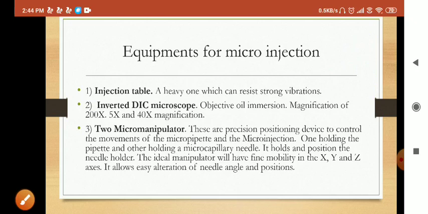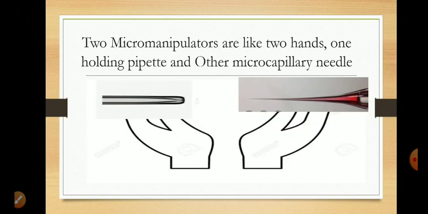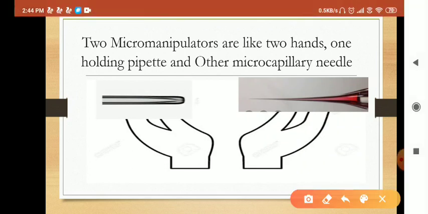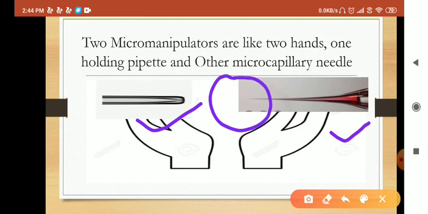We need this microscope especially for the microinjection process. Then there are two manipulators, out of which one is holding the pipette and the other is holding the microcapillary needle. We can assume them as hands, both hands. The cell is in between them, and the whole view is under a microscope, and through the microscope they see the needle and the pipette and the cell, and they inject the DNA into the cell.